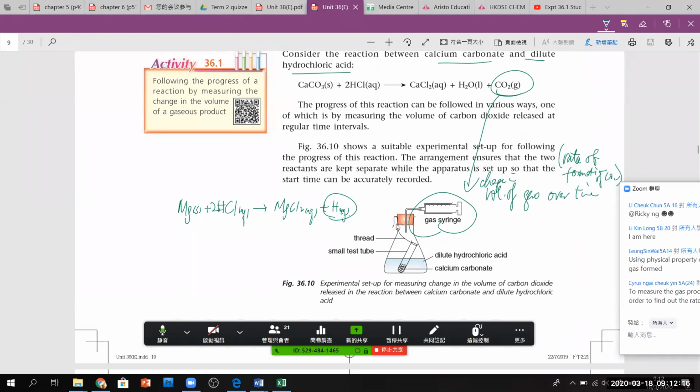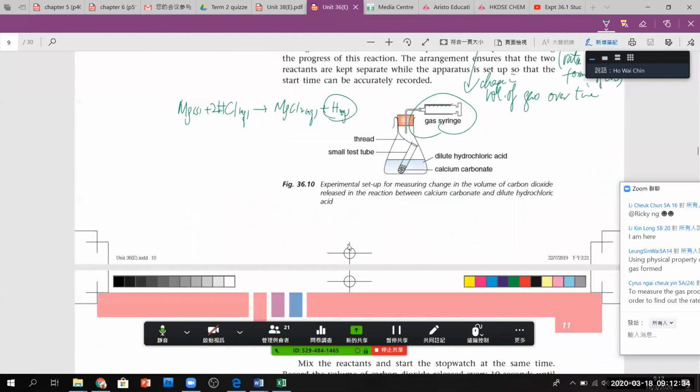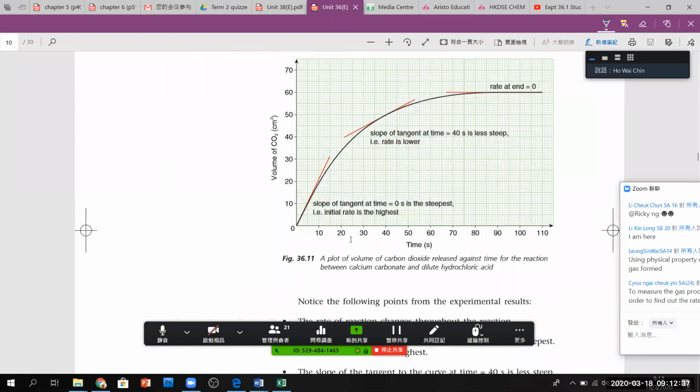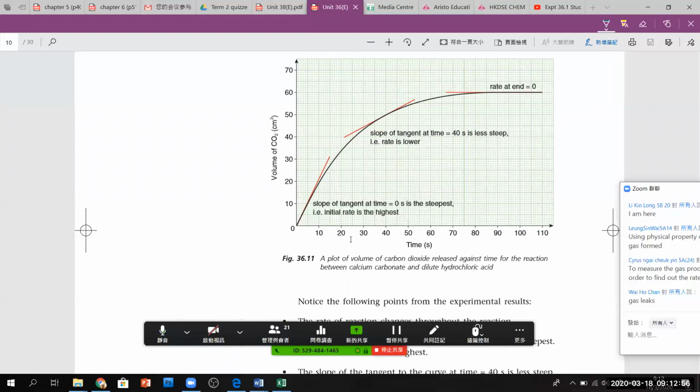Now, could you please imagine what will happen? If I don't have any thread, I directly put the magnesium ribbon into the flask. So what will happen in the first few seconds? What I mean is, of the data. What happened to the first few data? Imagine the graph. You're going to have a graph something like this. So what will happen if I have the two chemicals without any isolation? Before you start the stopwatch, the reaction has proceeded. Gas leak, yes, that may be. What else?